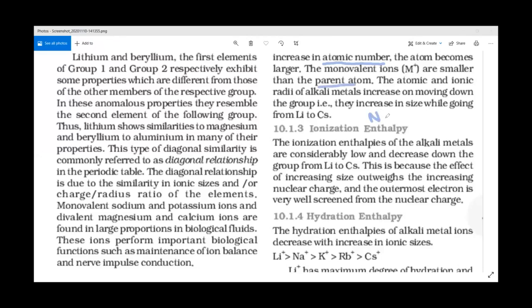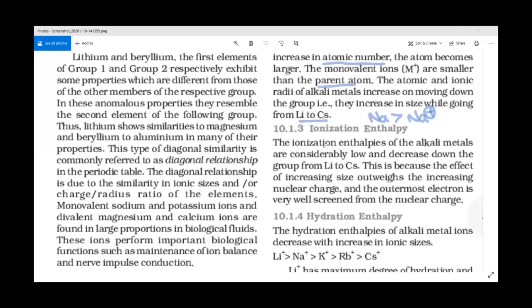Very simple, well-known fact: out of sodium and sodium positive, which is larger? Na will be larger than Na plus. A metal ion will always be smaller in size than the metal because it lost an electron. Once an electron is lost, size automatically decreases because of the decrease in the number of orbitals. Atomic and ionic radii of alkali metals increase down the group, from lithium to cesium. There are no exceptions. Simple, down the group it has to increase and it will increase.